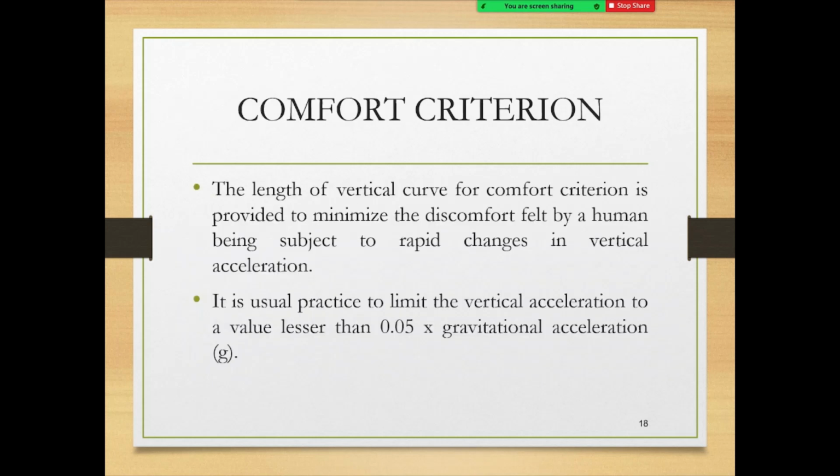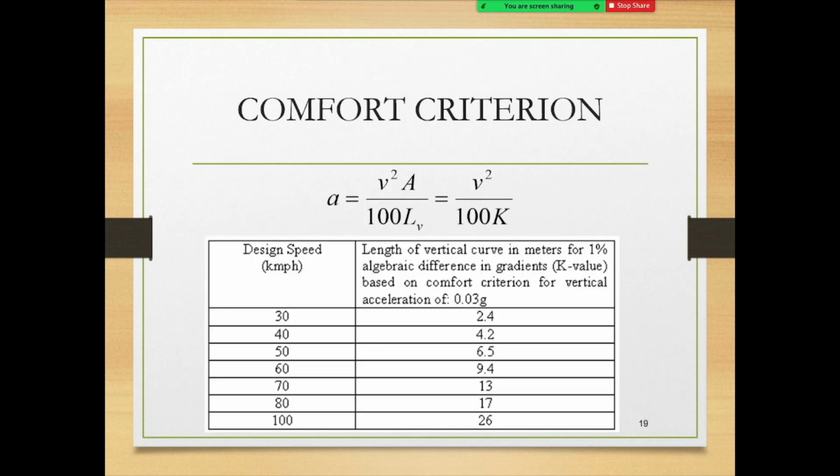And the comfort criterion. The length of vertical curve for the comfort criterion is provided to minimize the discomfort felt by a human being subject to rapid changes in vertical acceleration. It is usual practice to limit the vertical acceleration to a value less than 0.05 times gravitational acceleration. So these are the equations. Don't worry about the equation. Just think of this as the K value that is given for the comfort criterion.